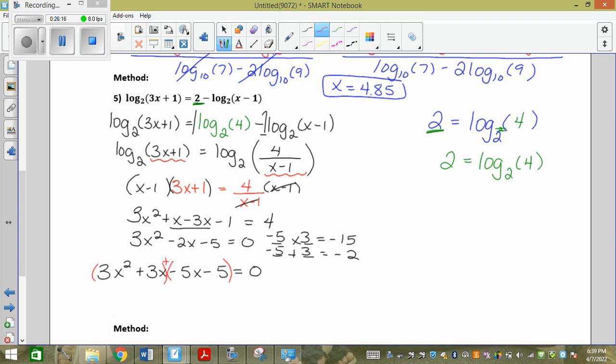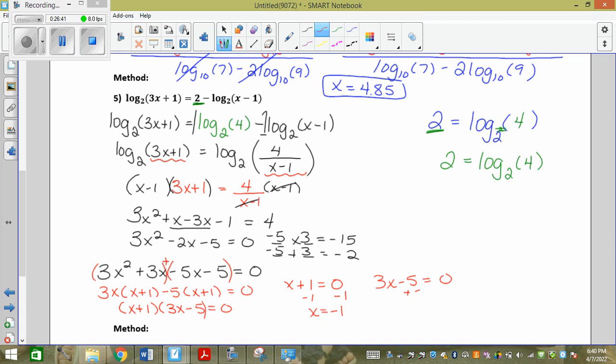Put a plus sign in the middle. I get 3x, x plus 1. Take out a negative 5. I get x plus 1. So my two factors are x plus 1 and 3x minus 5 equals 0. So when I solve them out, I get x plus 1 equals 0, 3x minus 5 equals 0. Subtract 1, x equals negative 1. And then add 5, 3x equals 5, divide by 3, x equals 5/3.